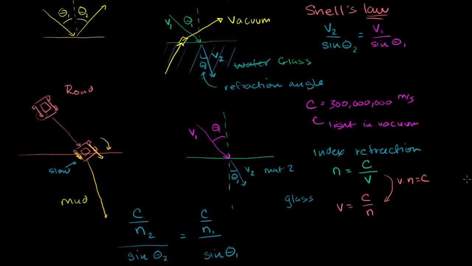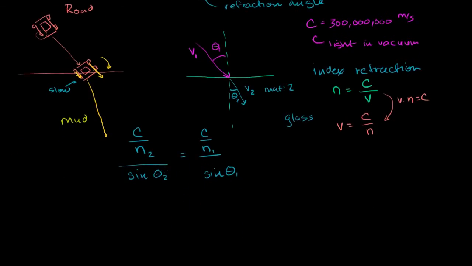And then we could do a little bit of simplification here. Actually, the simplest thing to do would be to take the reciprocal of both sides. So let me just do that. If we take the reciprocal of both sides, you get sine of theta 2 over c over n2 is equal to sine of theta 1 over c over n1. And now let's multiply the numerator and denominator of this left side by n2.